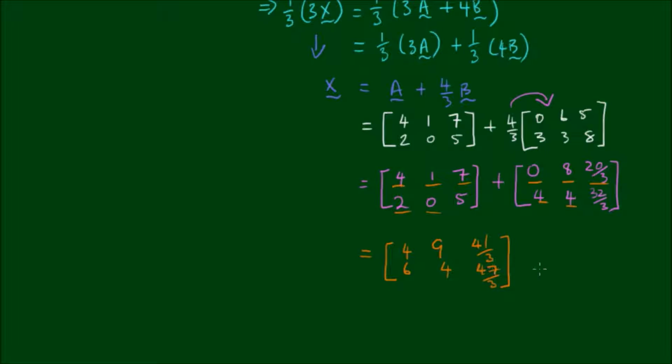So we'll simplify these two fractions a little bit, make them into mixed numbers. 4, 9, 6, 4 remain, and 41 over 3 we can write as 13 2/3, and 47 over 3 we can write as 15 2/3.